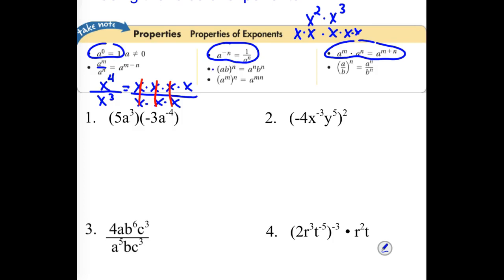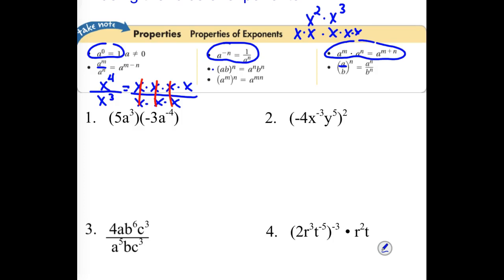This rule says if we have a product, a times b, raised to a power, we have to think of distributing that power to both factors. So the a gets raised to the nth power, and so does the b. Here we are dividing. Same thing though. We have a quotient raised to a power. We're going to raise both the numerator and denominator to that power.